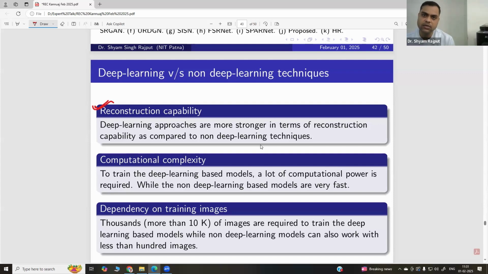In recent years also, in spite of the prominence of deep learning techniques, many non-deep learning, purely statistical technique based papers are being published. So it is not mandatory that we should focus on deep learning based techniques only. Non-deep learning based techniques are also important in the present scenario because of the third point, dependency on the training images.